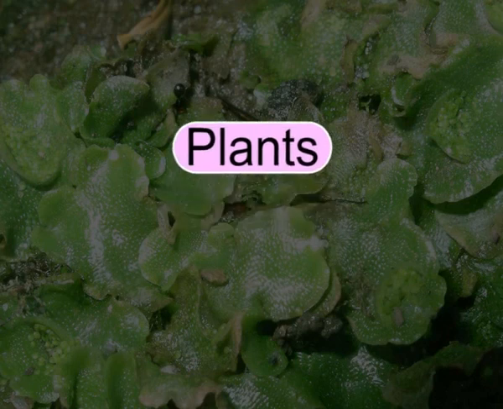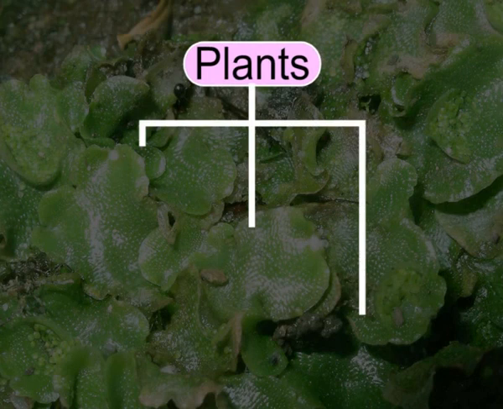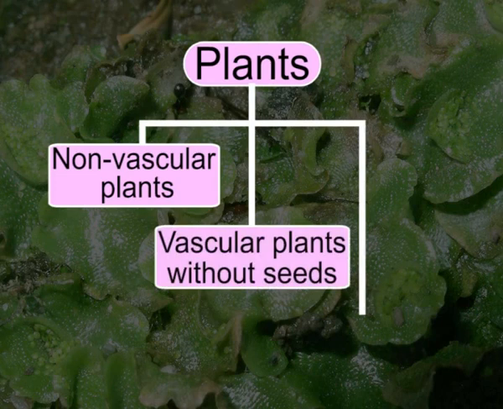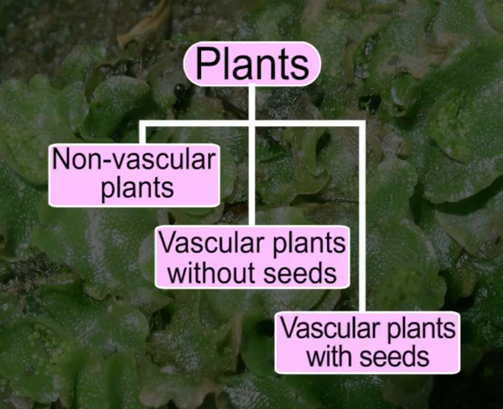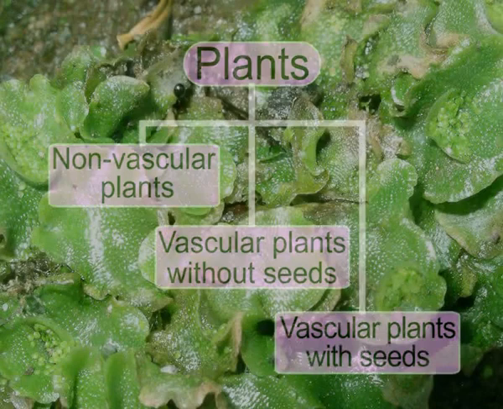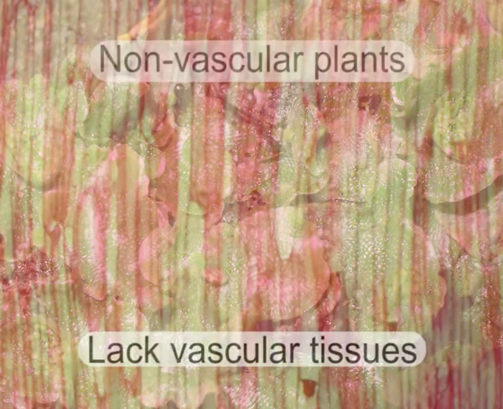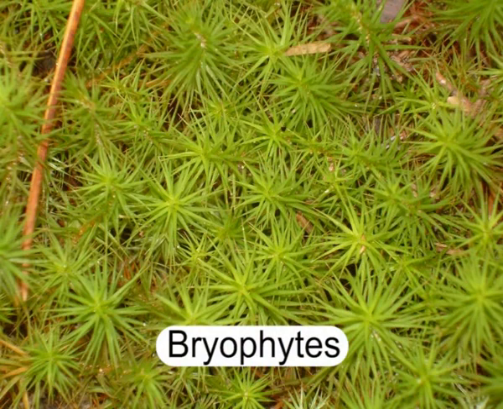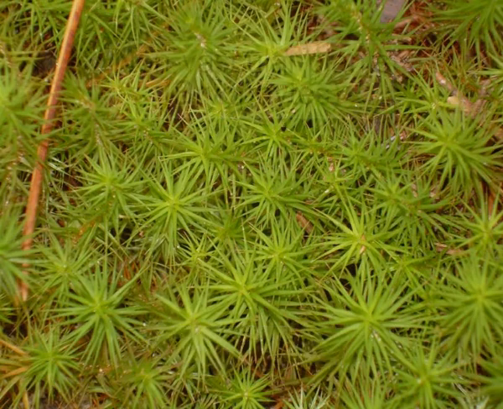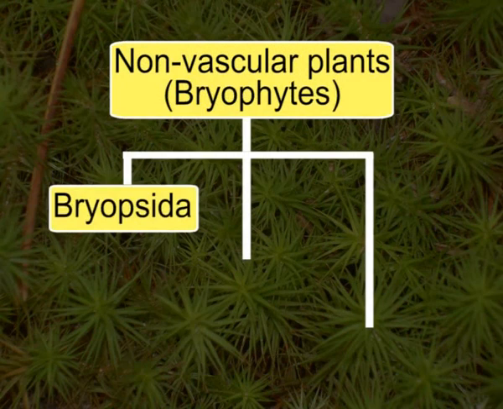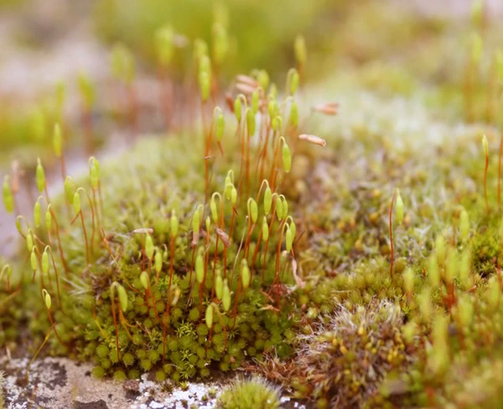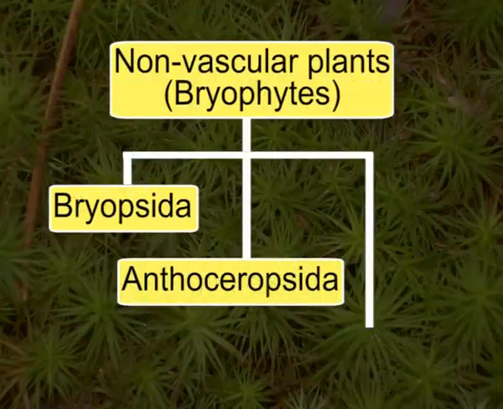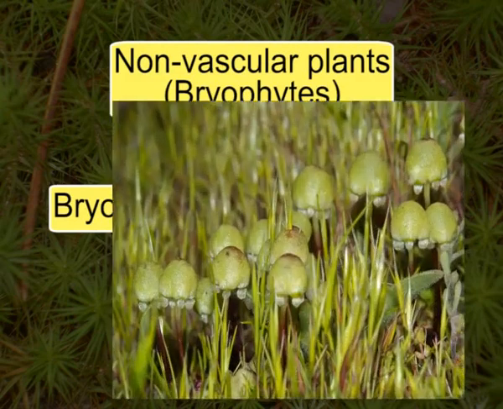Plants can be placed into three major groups: non-vascular plants, vascular plants without seeds, and vascular plants with seeds. Non-vascular plants lack vascular tissues. These are called bryophytes. This mainly includes the divisions Bryopsida, that is, mosses, Anthoceropsida, that is, hornworts, and Hepaticopsida, that is, liverworts.